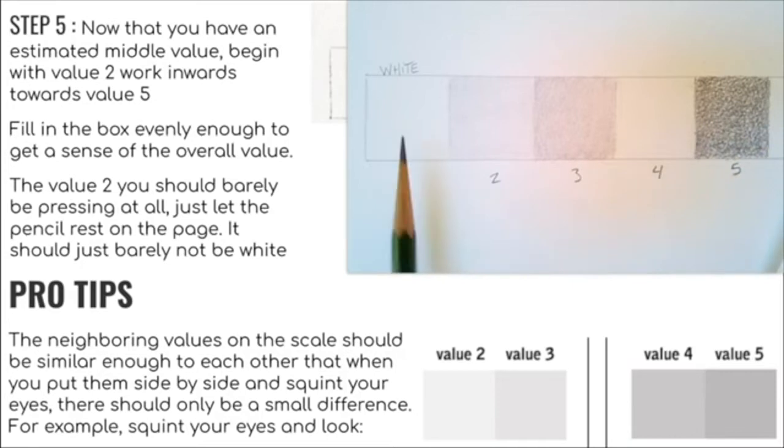But what I want you to do is lay out all of your values 1 through 9 before you go back and make any adjustments. I promise you, once it's all there, it's going to be a lot easier to make adjustments.